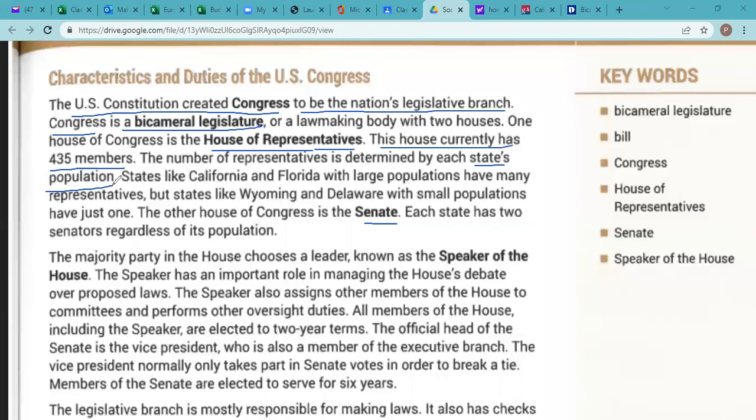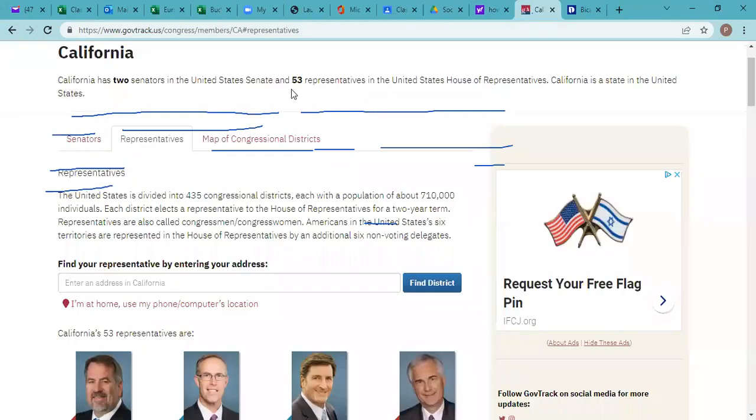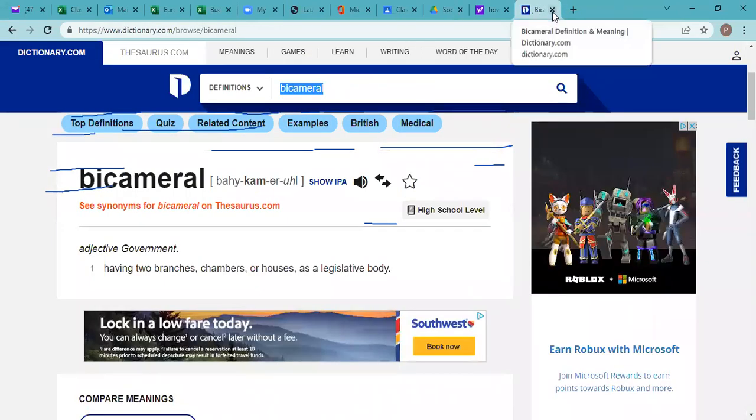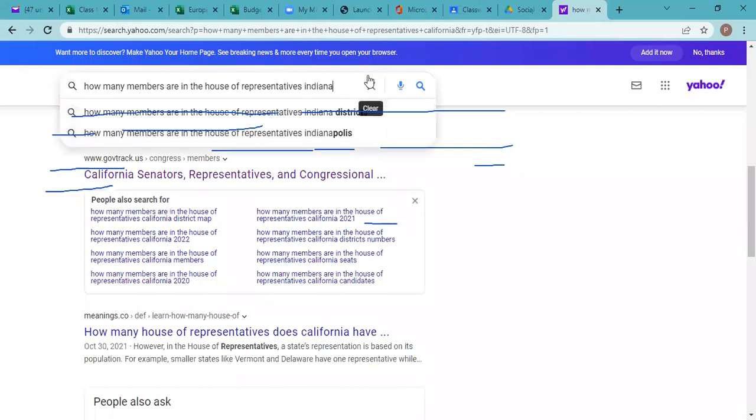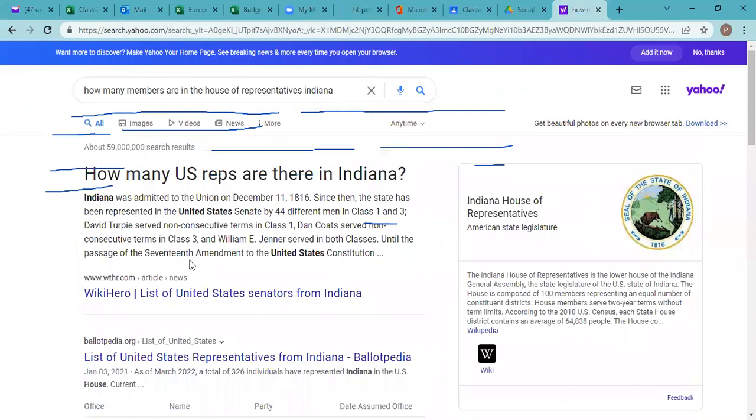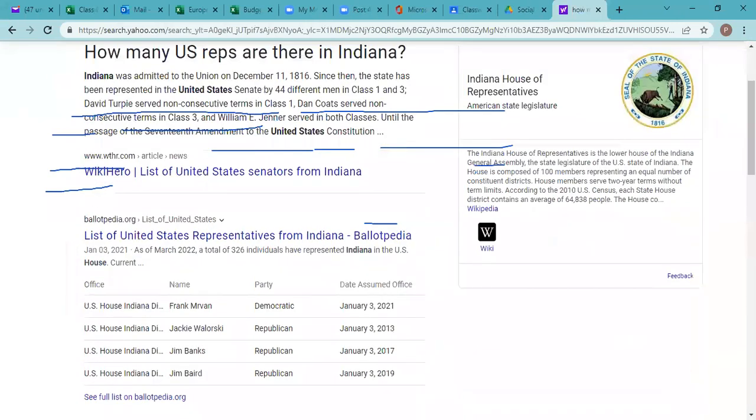All right, so I looked it up and I wanted to see how many House of Representatives members are for California only. When I looked this up, I thought it was pretty interesting, a pretty large number. They actually have 53 representatives just for California alone. Now, if we were to compare that with Indiana, I'm going to put in here how many members are in the House of Representatives for Indiana. And of course, here I'm going to go on down.